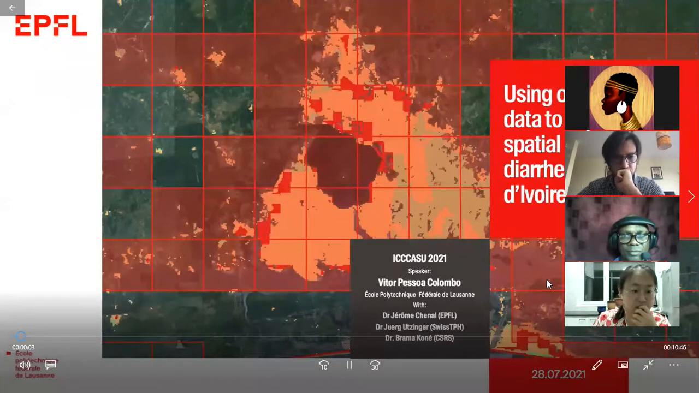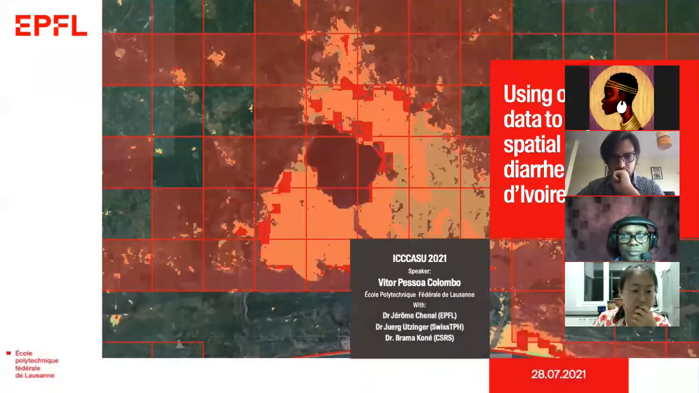Hi everyone, my name is Vitor Pessoa Colombo and I am an architect and PhD candidate at the Swiss Federal Institute of Technology in Lausanne. I will briefly present an ongoing investigation that is being conducted with partners from the Swiss Tropical and Public Health Institute and the Swiss Center for Scientific Research in Cote d'Ivoire. This investigation aims to explore spatial predictors of diarrhea in Cote d'Ivoire using strictly open access data.